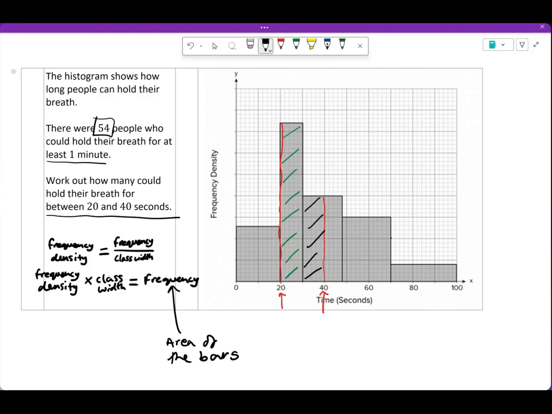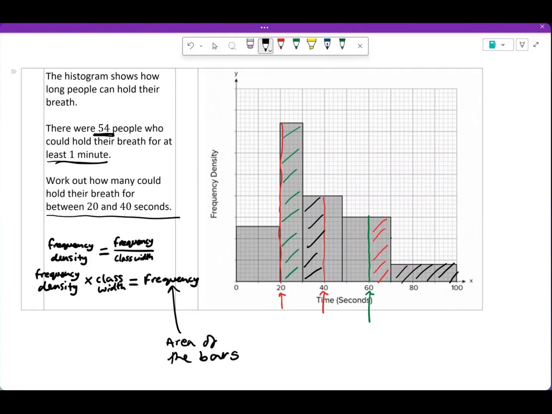Now, currently, we don't know the frequency density scale, so we can't jump in and start trying to calculate any frequencies yet. But let's consider the other bit of information given in the question, the fact that there were 54 people who could hold their breath for at least 1 minute. So 1 minute in seconds would be 60 seconds. So where's 60 seconds? That's over here. And let's say I was to draw a vertical line up at 60 like this. That means everything to the right of this represents 54 people. Therefore, the area of this here, as well as the area of this part here, represents 54 people.